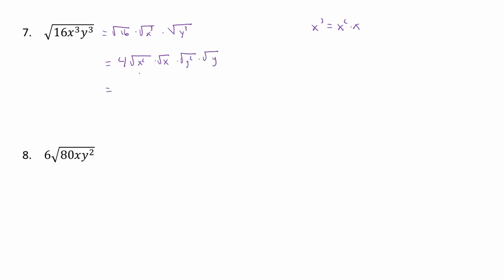And now this is equal to x. This is equal to y. So we have 4xy square root of, I still have the square root of x times the square root of y. And remember, I can put those two together underneath one radical again. And so I have 4xy square root of xy. And so that's what the square root of 16x cubed y cubed is. And so I just kind of had to look at each piece and go from there.